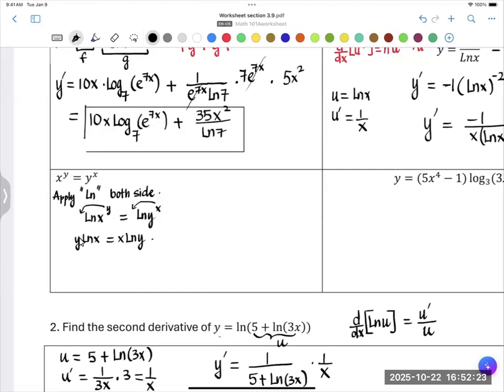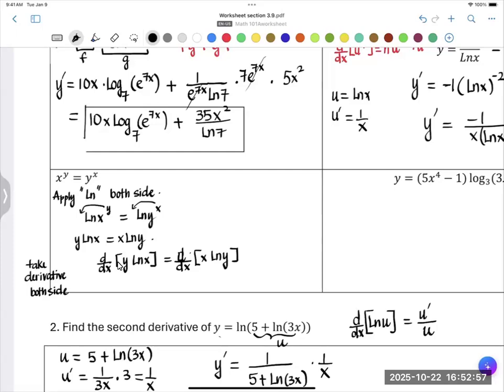And now all the variables are in the same place, with no exponent that is a variable. We can take the derivative, okay? Take the derivative of both sides. So on the left-hand side, we have d over dx of y ln x, equal to d over dx of x ln y. And remember, this is implicit differentiation.